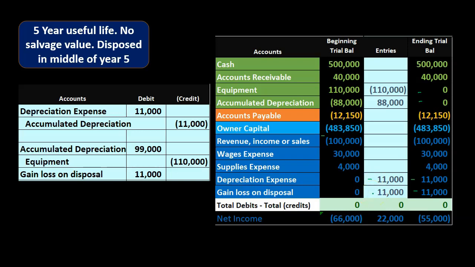So it went down by 22,000 of net income after the disposal process because we disposed of something that wasn't fully depreciated, and we had to record, one, the depreciation that hadn't been recorded up to this point, and then the loss resulting from the fact that it still had a book value and we didn't get any money for it, bringing the net income from 66,000 down by 22,000 to 55,000.